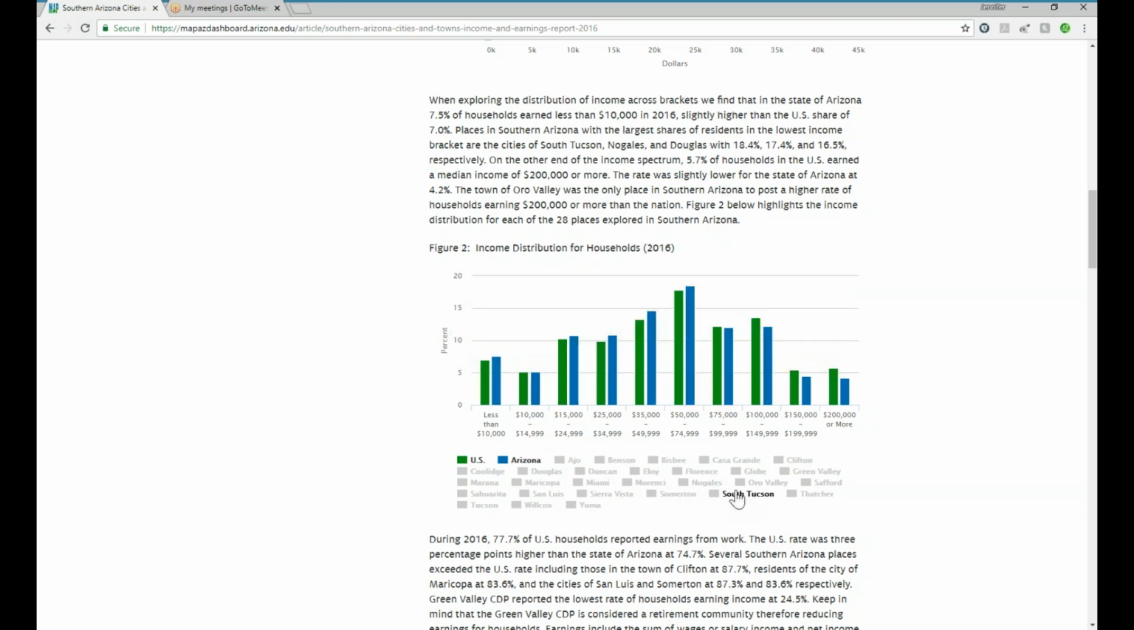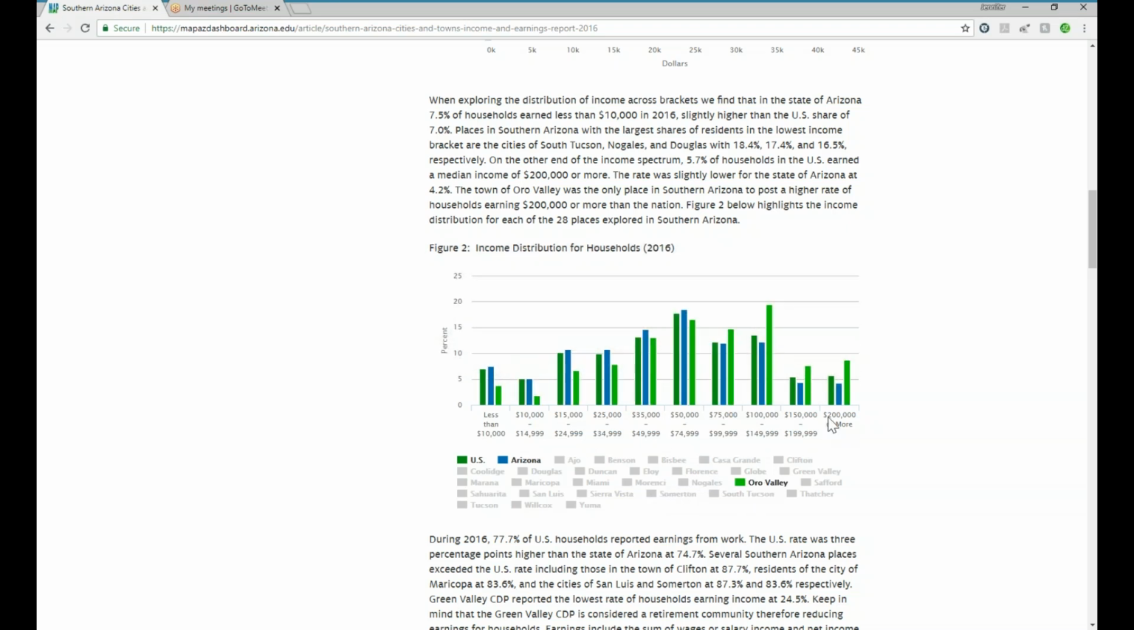For other places like Oro Valley, we see a different distribution pattern here, where we see a large percentage of those over $100,000 plus compared to the state and the U.S., right? So in this $100 to $150,000, you have 13.5% in the U.S. that fall into that income bracket, 12.2% for the state, and almost 20% for Oro Valley.